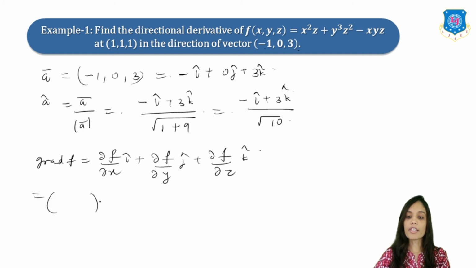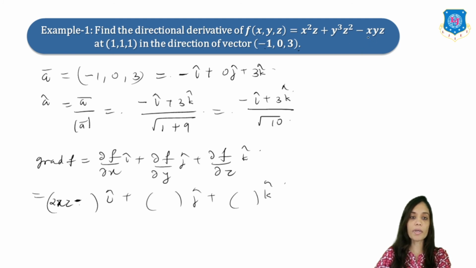So let us write the derivative answers with respect to x, y and z. So if I do with respect to x, it will be 2xz, right? Minus, if I find the derivative with respect to x of this, so minus yz. Now do with respect to y. So answer will be 3y square z square minus xz. Fine. And the last answer of this will be x square plus 2y cube z, right, minus xy.